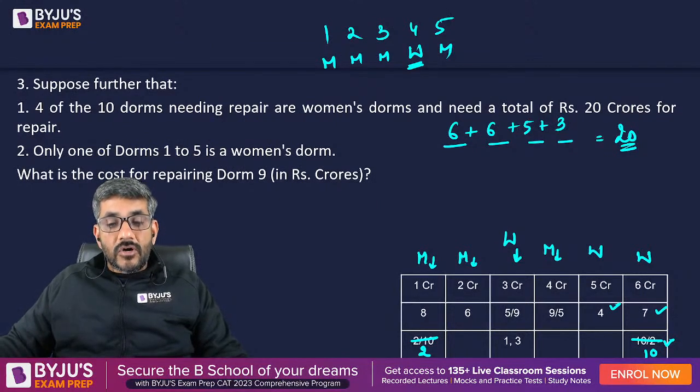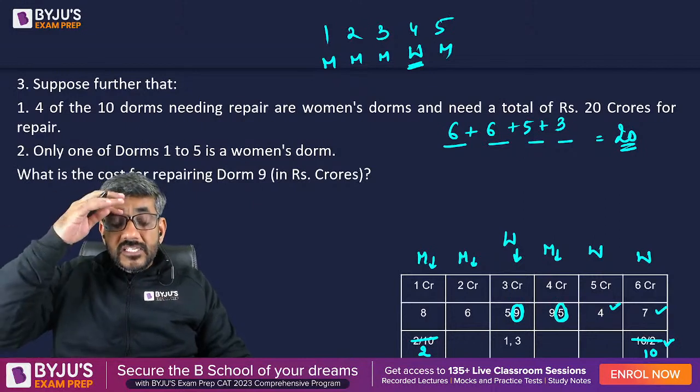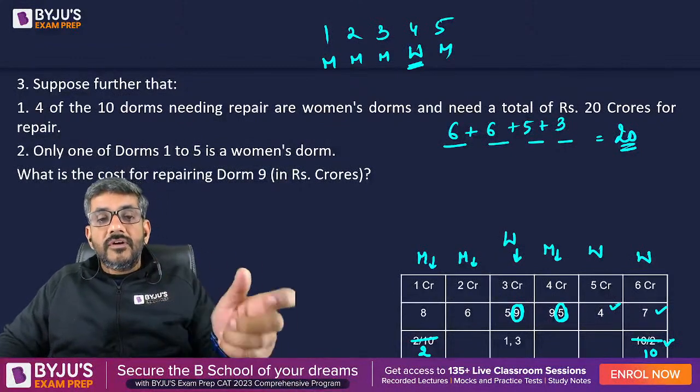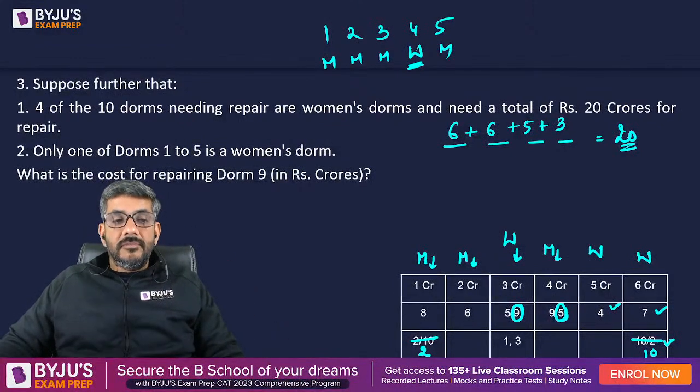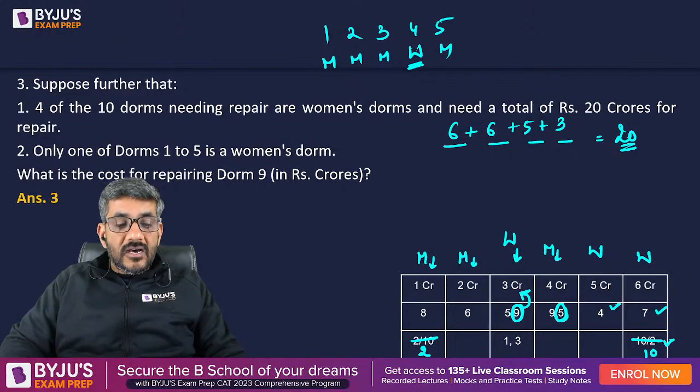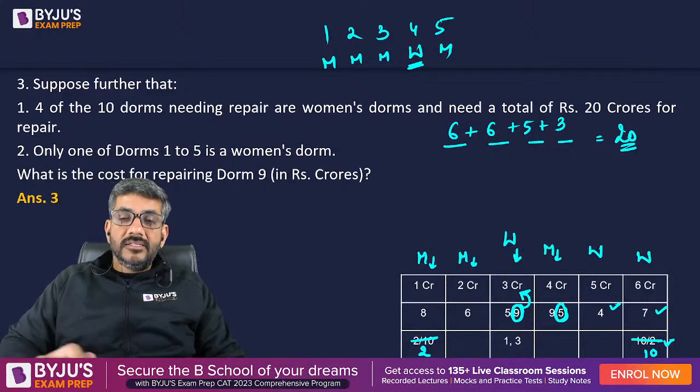3 has to be a men's DOM. This is not a women's DOM. 5 has to be a men's DOM. So therefore, the women's DOM here can only be 9. So 9 has to be written here and 5 has to be written here. Only this possibility can make some of the women's DOM as 20, and out of 1 to 5, only one of them is a women's DOM. So what is the cost of repairing DOM 9? DOM 9 का cost आप देखो कितना आ रहा है? It is 3 CR. So the answer for us is 3 CR.